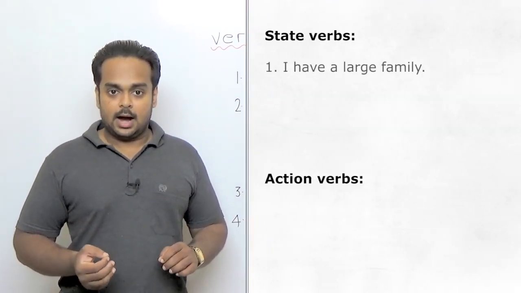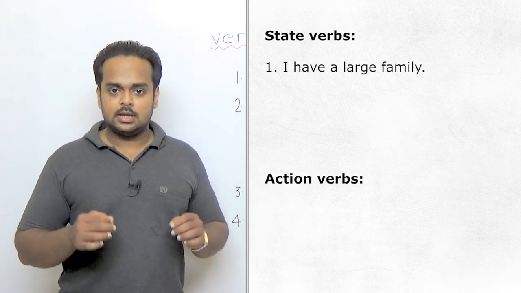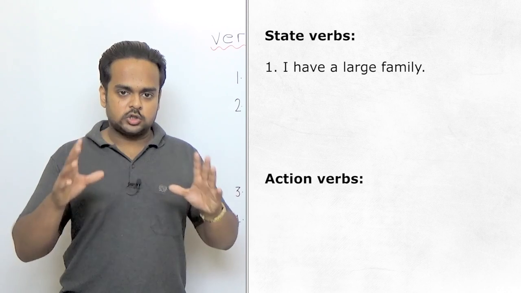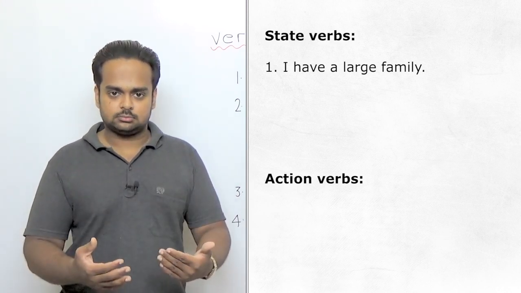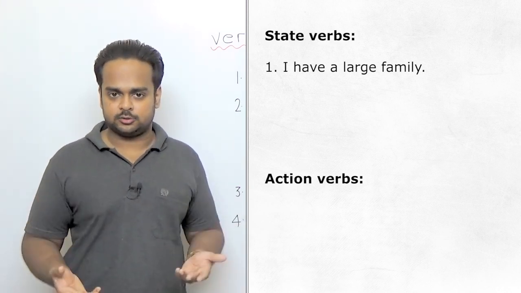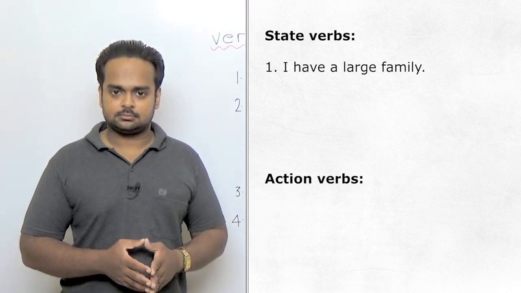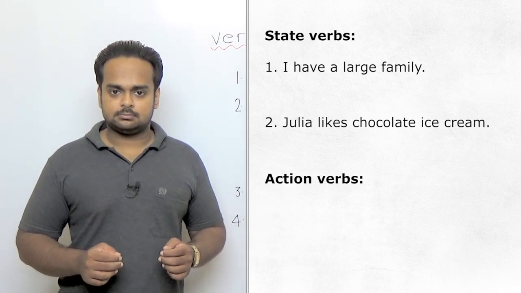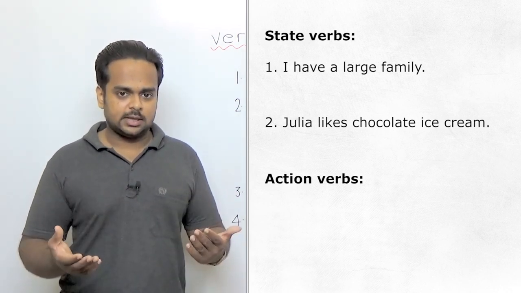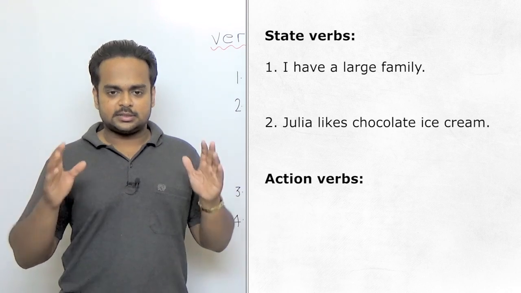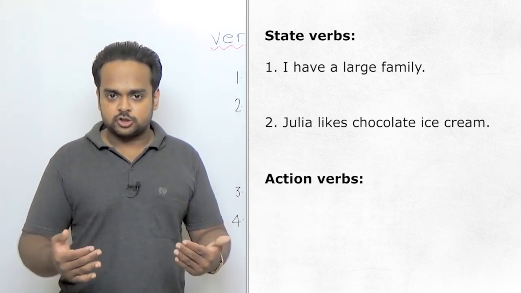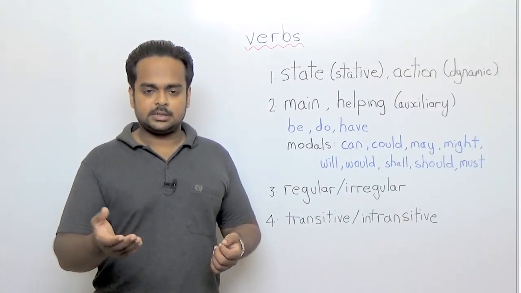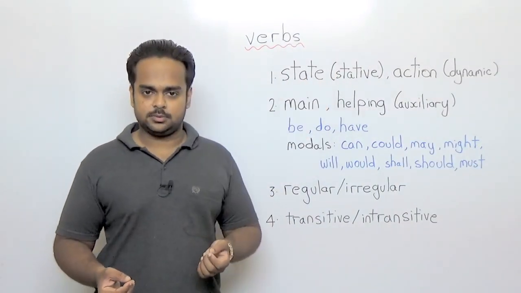Now, when I say, I have a large family, here I'm using the state verb have. That means I'm not talking about doing any physical action. I'm just telling you about a situation. In this case, about my family. Or if I said, Julia likes chocolate ice cream. Is Julia doing any action in that sentence? No. That sentence just gives you some information about Julia. We're still using a verb, like, but it's a state verb.